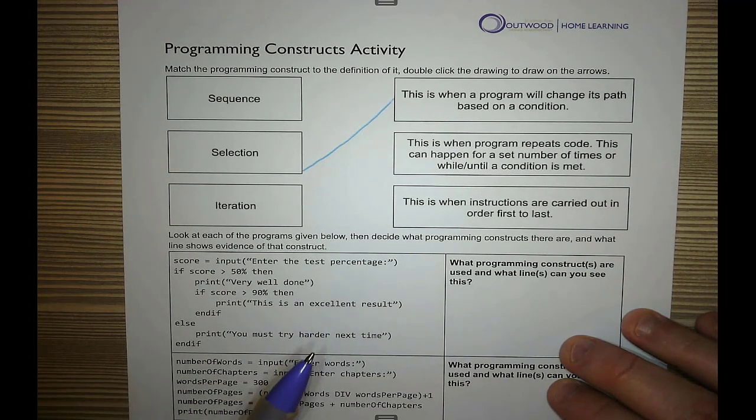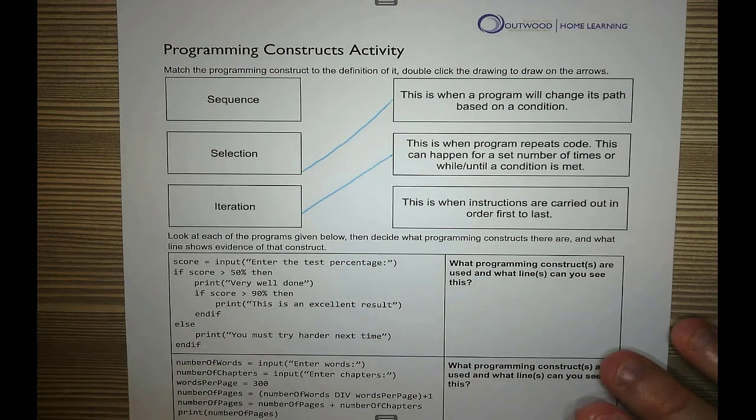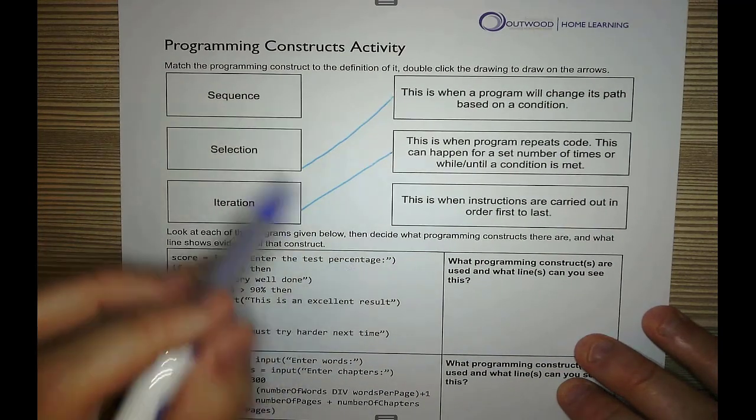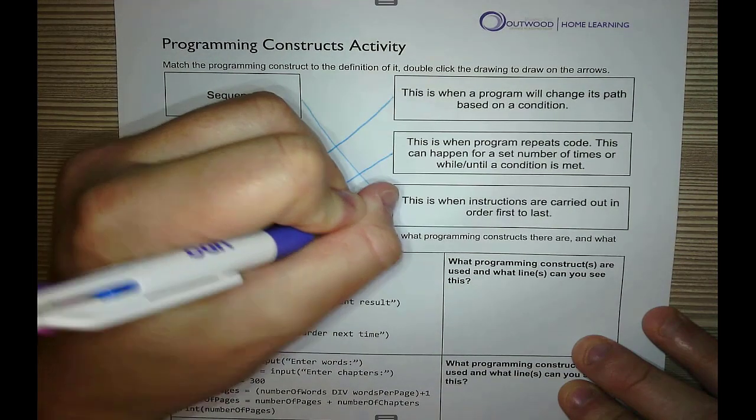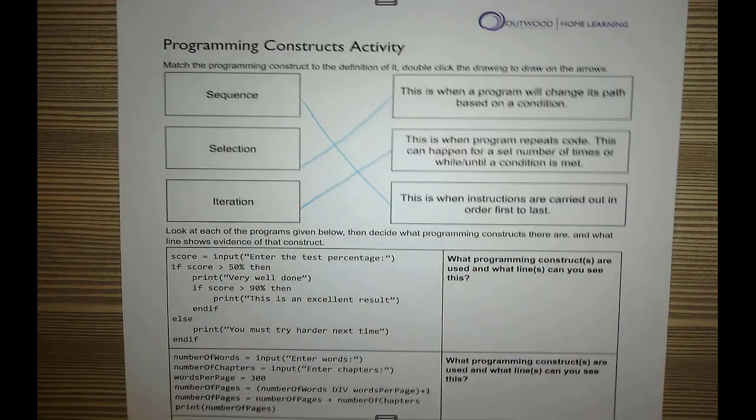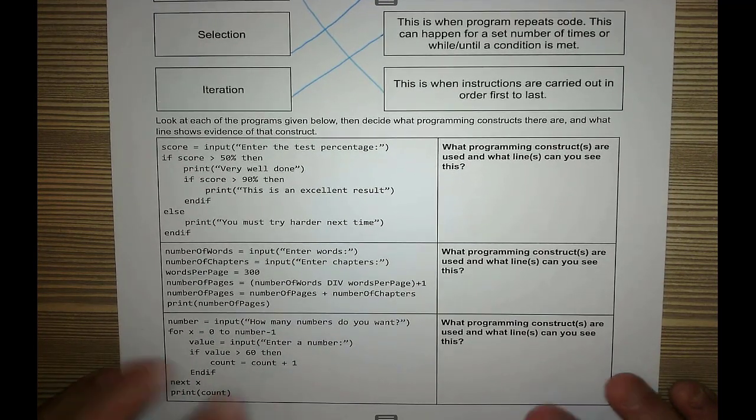Next we've got this is when a program repeats code. This can happen for a set number of times or while until a condition is met. So repetition is known as iteration in programming. You iterate, you repeat, and then that means that sequencing is when any set of instructions are carried out in order, first to last. Okay. So the next part of the task is you've got 3 different algorithms. You need to identify what programming constructs are used and what lines you can see that on.